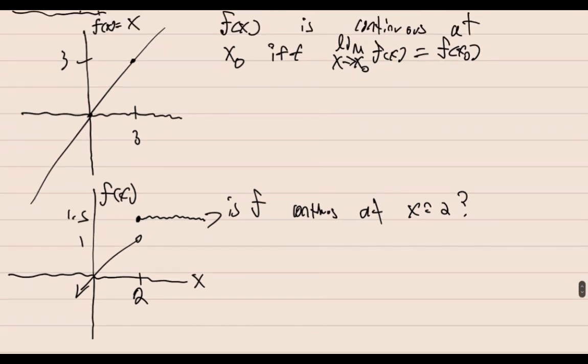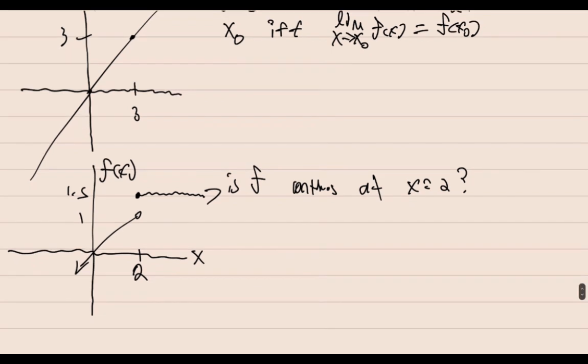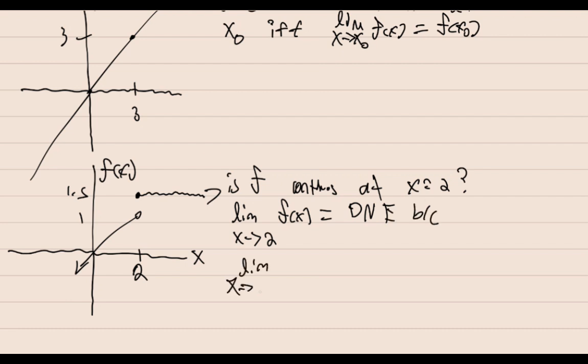But that's not sufficient. We need to explain using this idea of limits and function values. So if we take the limit as x goes to 2 of f of x, we can see that this will give us DNE, and that's because the limit as x goes to 2 from the left of f of x is equal to 1, and the limit as x goes to 2 from the right of f of x is equal to 1.5. That's just because when you're going from the right side, we hit the value 1.5. When we're going from the left side, we hit the value 1.